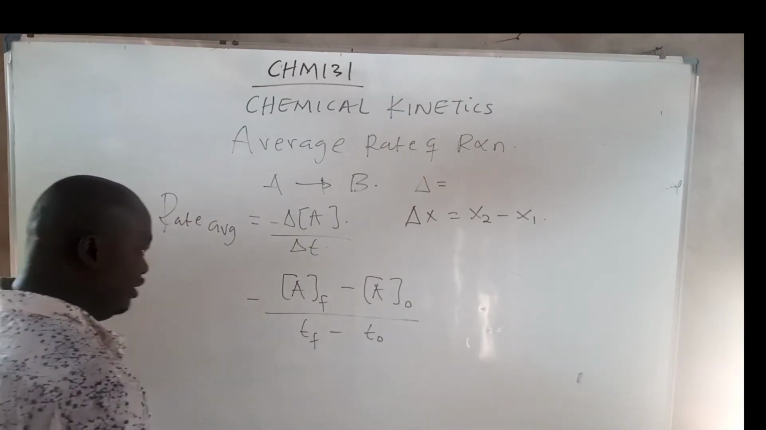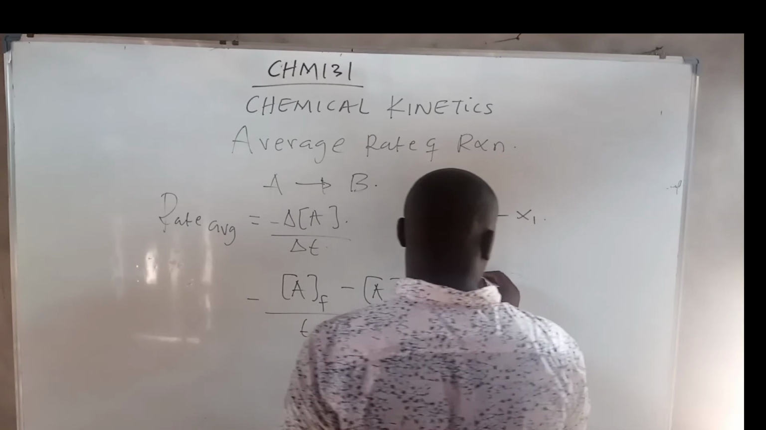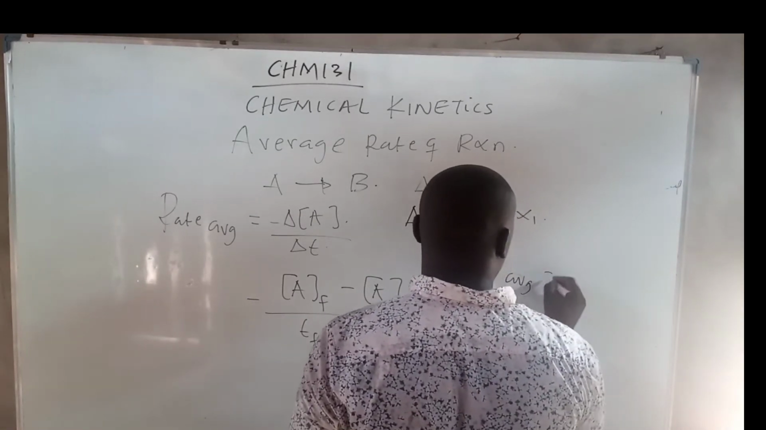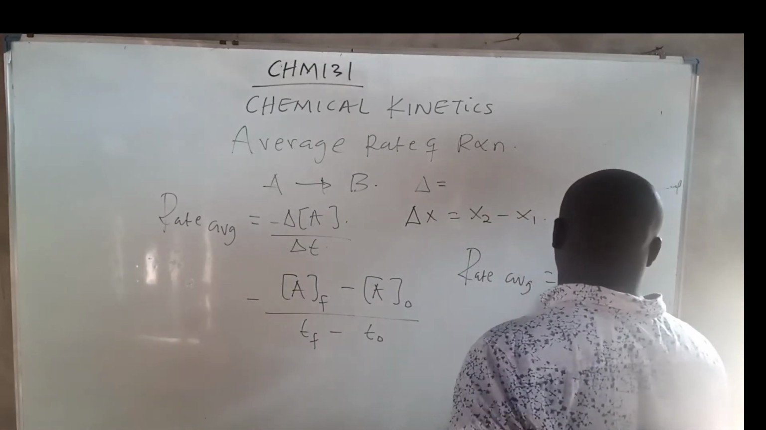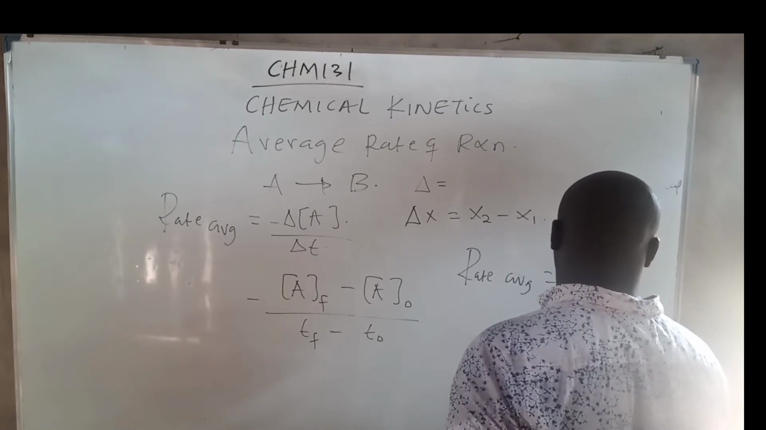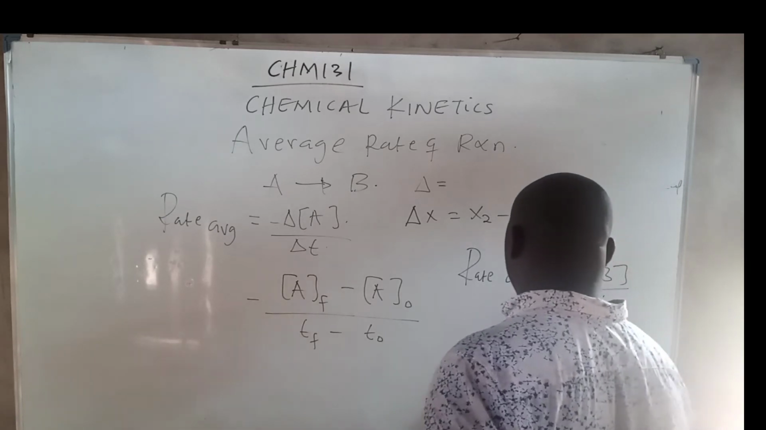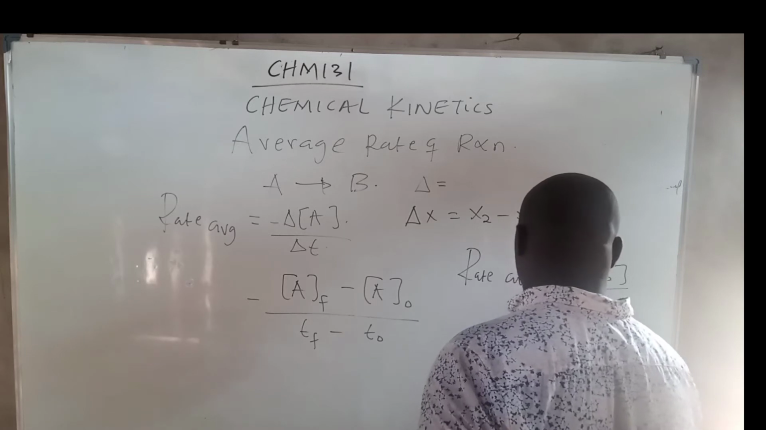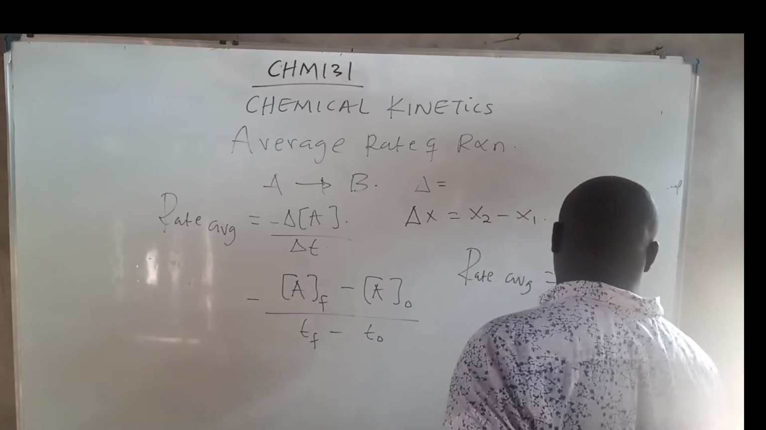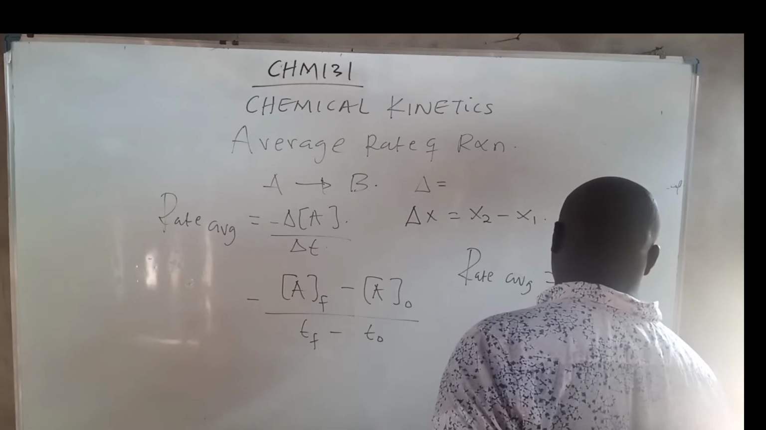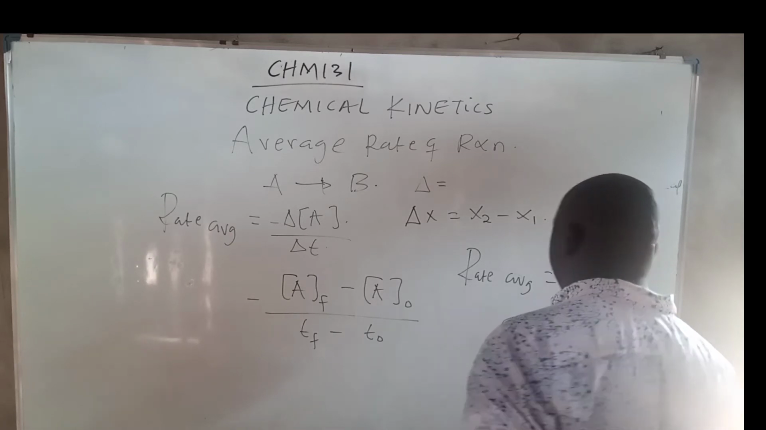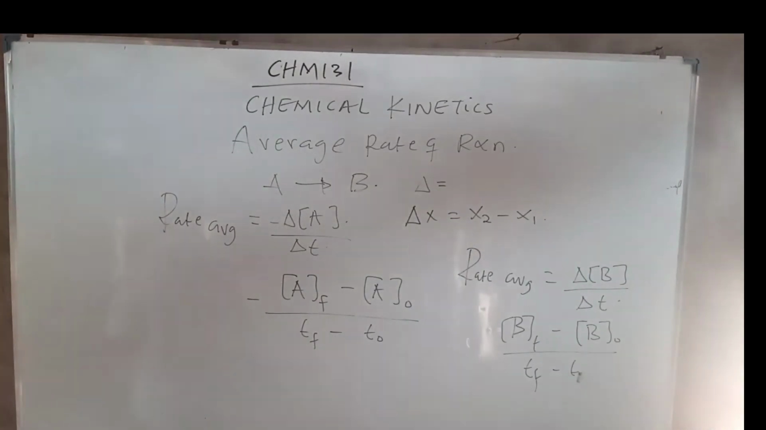And if I ask you to write that of B, the average rate is the change in concentration of B all over change in T. And that will give you the final concentration of B minus the concentration of B initial, all over T final minus T0. So that is how to write the average rate of reaction under chemical kinetics. Now, what will come subsequent will be examples.